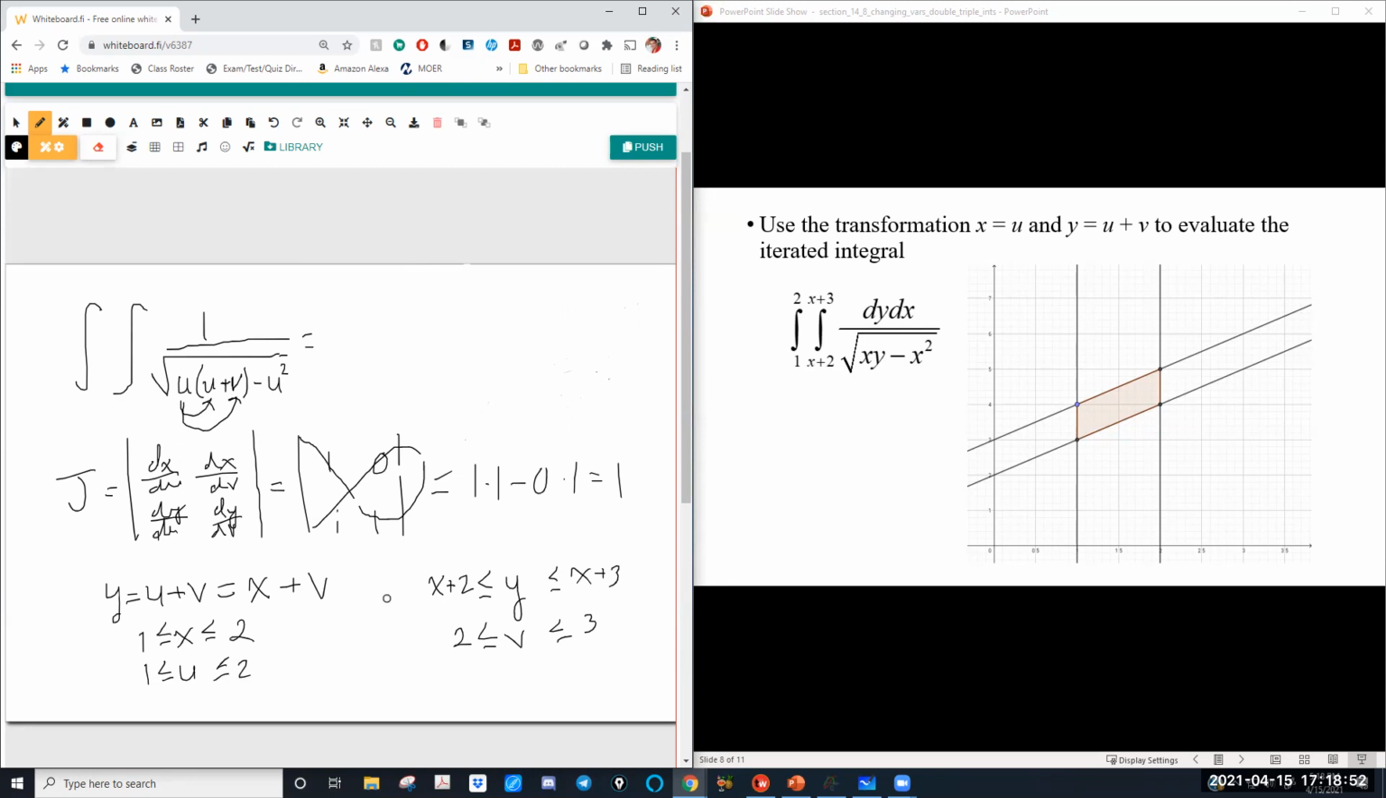But the way we got the limits for v, remember that we use the transformations, which is that y is u plus v, but since u is x, we can actually say, okay, well then y equals x plus v. Now, separate v as its own, x plus v. Now we know that y has to be in between x plus 2 and x plus 3. Well, because of our transformation, that means v is just going to go from 2 to 3, because y is going from x plus 2 to x plus 3. v is just going to go from 2 to 3 to make x plus 2 and x plus 3.